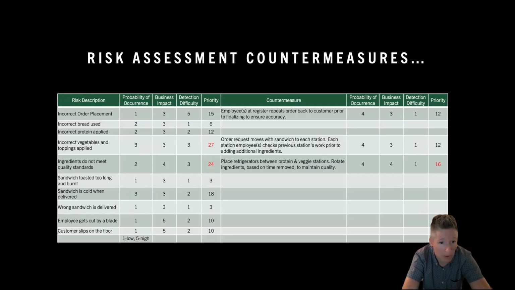I propose the employees at the register repeat the order back to the customer prior to finalizing to ensure accuracy. The order request moves with the sandwich to each station. Each station employee checks the previous station's work prior to adding additional ingredients. That should greatly reduce the incorrect veggies and toppings that were of concern prior. And then placing refrigerators between the protein and veggie stations, and rotating ingredients based on time removed to maintain quality, should help greatly address the ingredients not meeting quality standards.